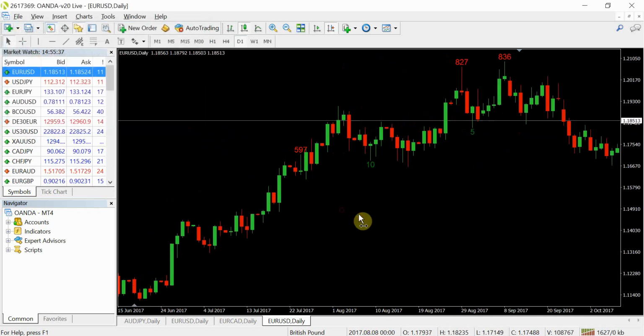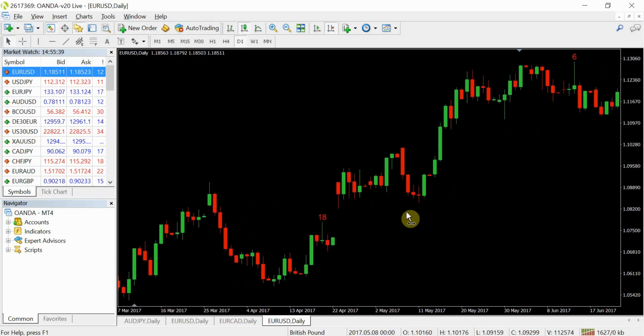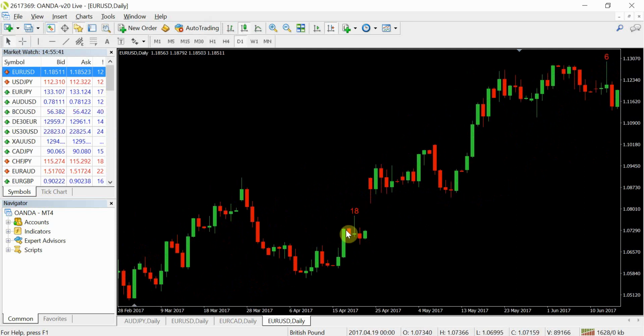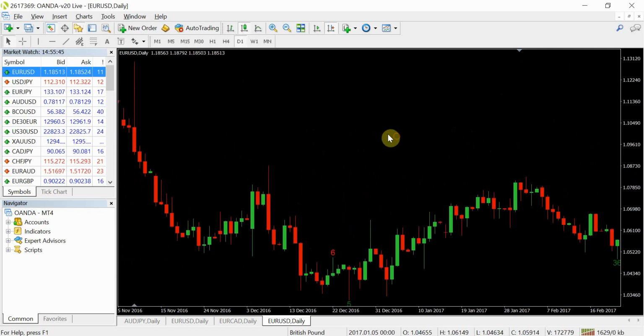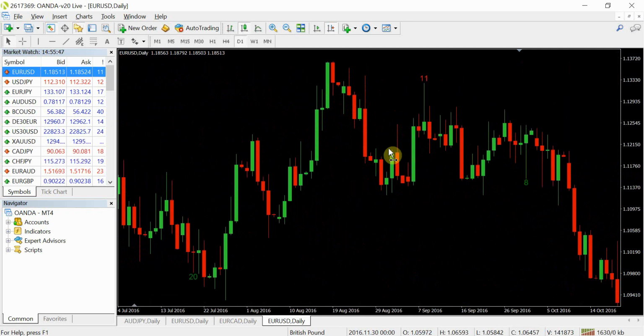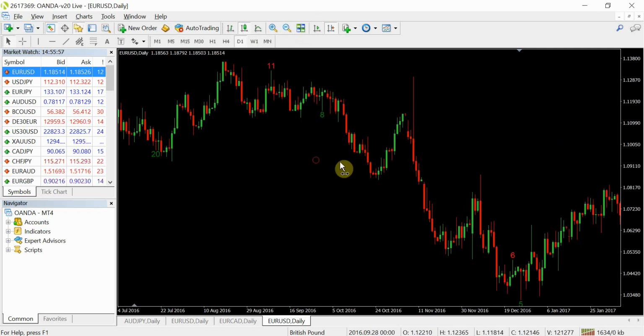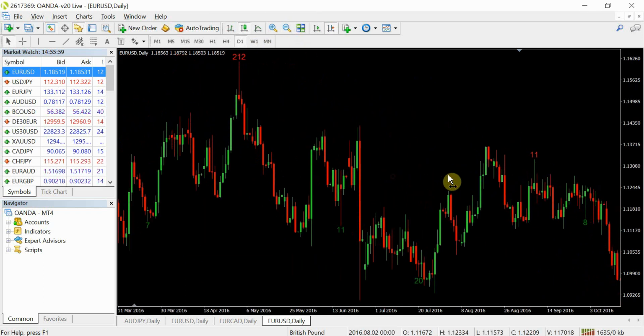So, if we just go back and have a look over here at some other ones, that again 18, 6, none of these would be of interest to me. Over here, one has 11, a pretty big wick as well, so that's something to consider, and you can see a massive sell-off there. If I just zoom out a little bit so I can see some more examples.